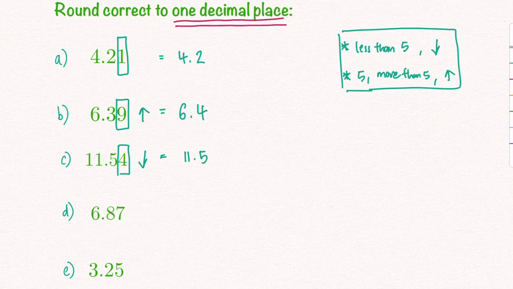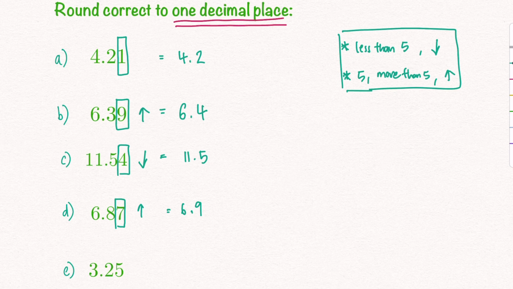Next one, I have 6 and 87 hundredths. Rounding to 1 decimal place means cutting here. And so I'm deciding whether it becomes 6.8 or whether it rounds up to 6.9. And that depends on the digit after the 1 being rounded, which is the 7. So we need to round up. And so it becomes 6.9. Last one, I have 3 and 25 hundredths.